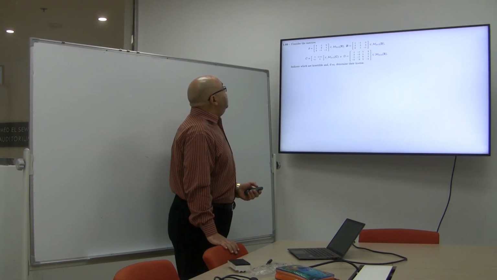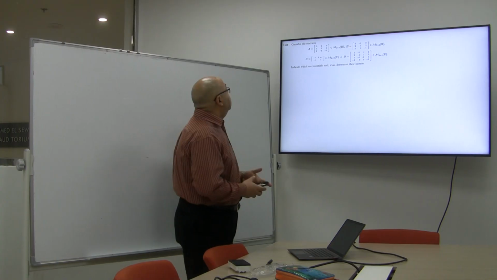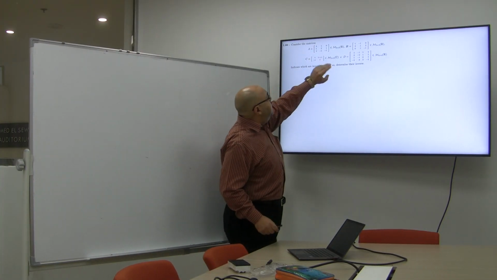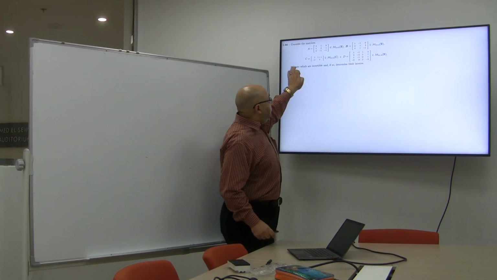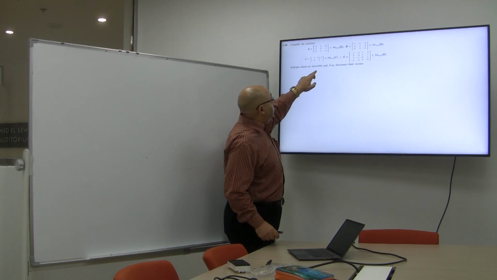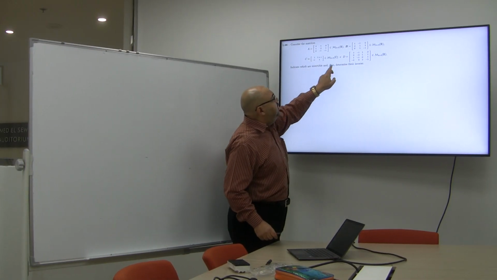Anyway, we'll have to consider the matrices. Consider the matrices. Indeed, this is the first matrix, second, third, and fourth. Indicate which are invertible, and if so, determine their inverse.